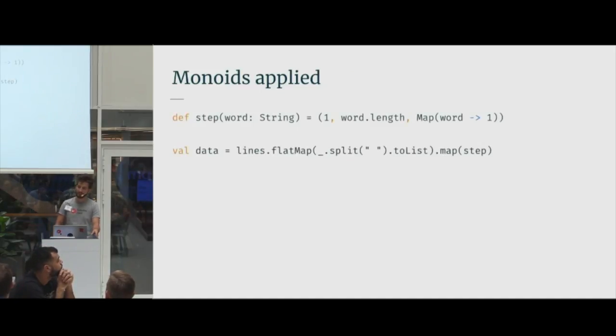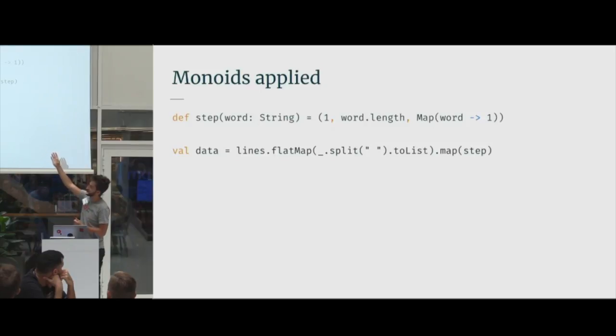And so what we can do with this, so monoids applied, is we can write a thing that basically takes a huge text file. And then we can walk through it word by word, right? So this lines value is just a bunch of lines in a text file, and then we flatMap it to split on every word. So up to the map, it's just a list of words. And then we map it using the step function. The step function returns a tuple of two integers and a map from string to integer. What it does is, for every word, it will return 1, then the length of the word, and then the map from that word to 1.